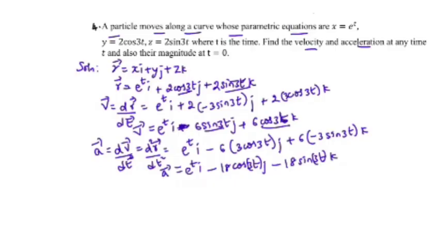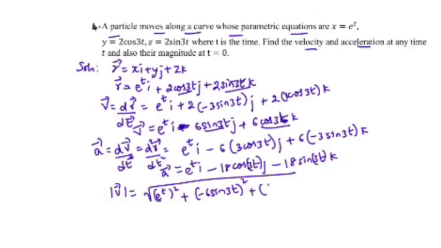So now we have got both. Now we have to find the magnitude at t equals 0. So what will be the magnitude of the v vector? The v vector magnitude will be the root of what they have given here: (e^t) whole square, plus (minus 6 sin 3t) whole square, plus (6 cos 3t) whole square.